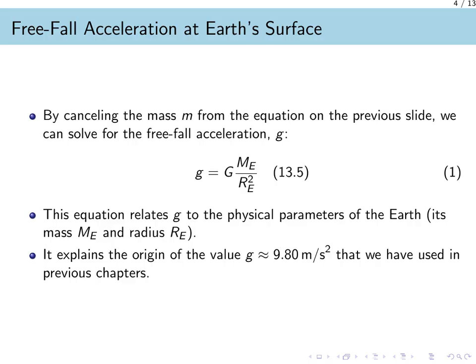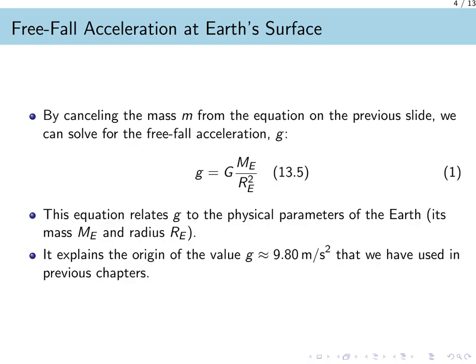We can now derive an expression for the free fall acceleration, g. This is significant because it reveals that g is not just an arbitrary constant, but is instead a direct result of the Earth's fundamental properties. On the previous slide, we equated an object's weight, m times g, with the universal gravitational force it experiences. The key insight here is that the mass of the object, little m, appears on both sides of that equation and can therefore be cancelled out.